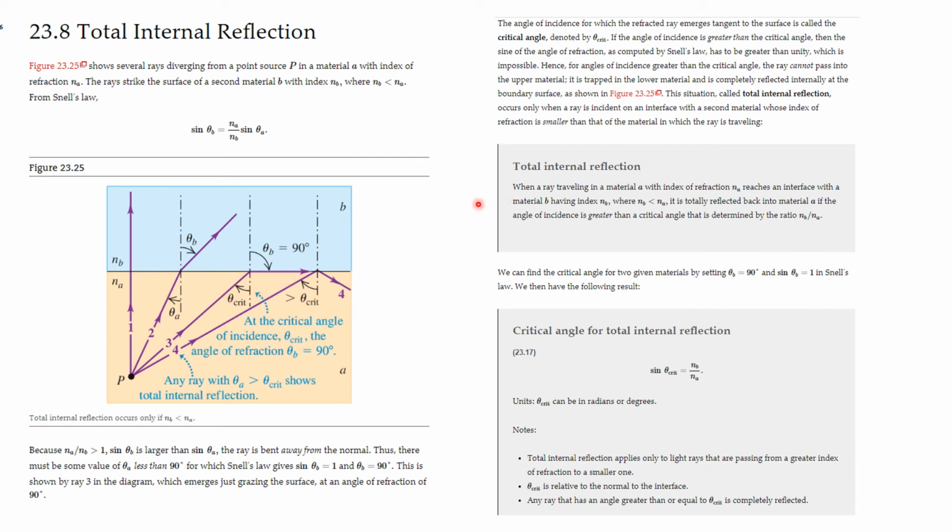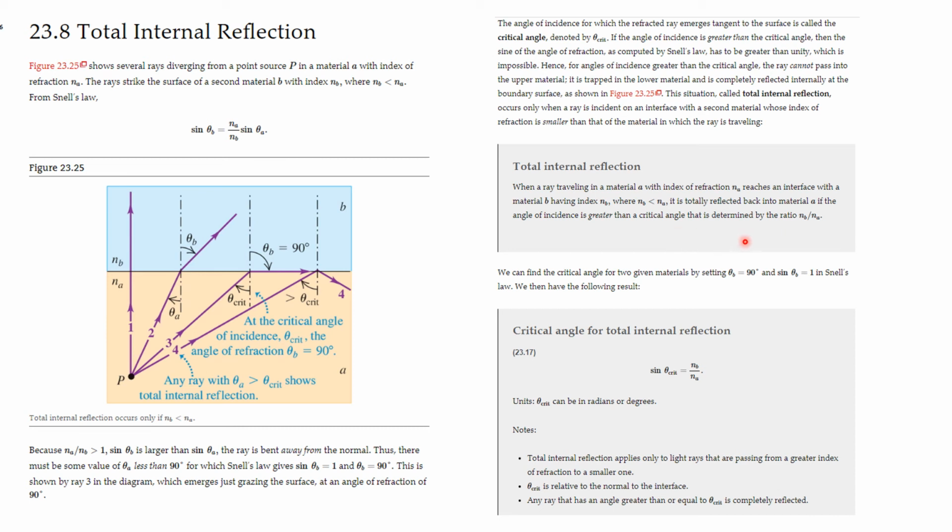So when a ray traveling in a material A with index of refraction n sub A reaches an interface or a boundary with a material B having an index n sub B, where n sub B is less than n sub A, it is totally reflected back into material A if the angle of incidence is greater than a critical angle.